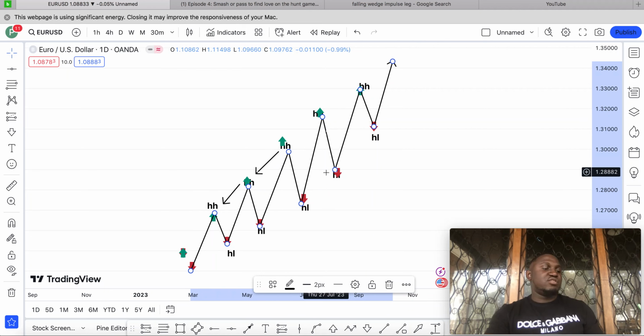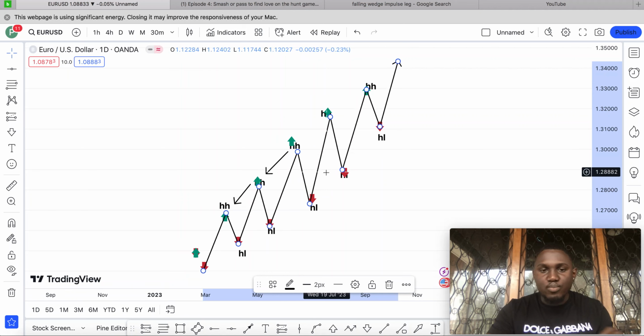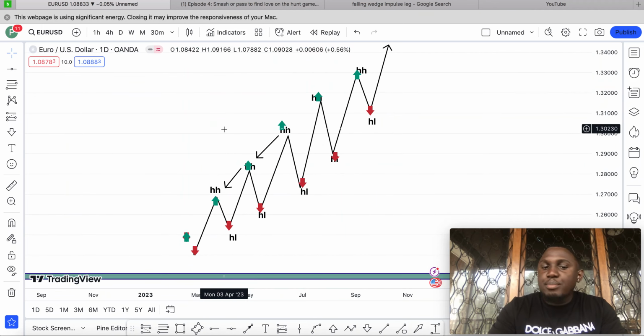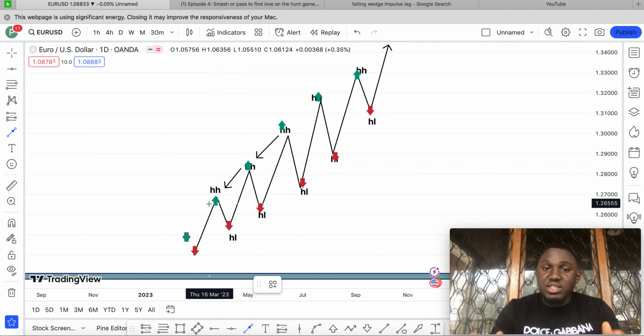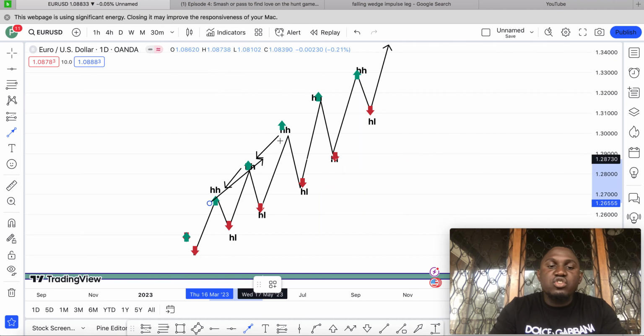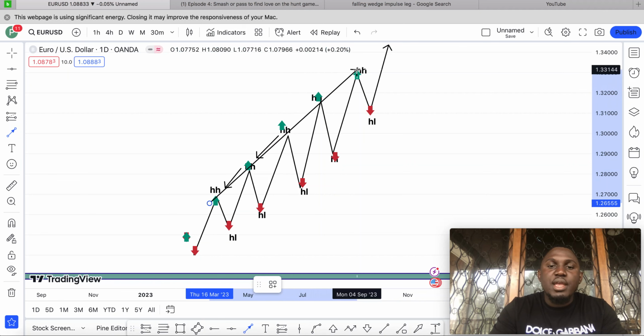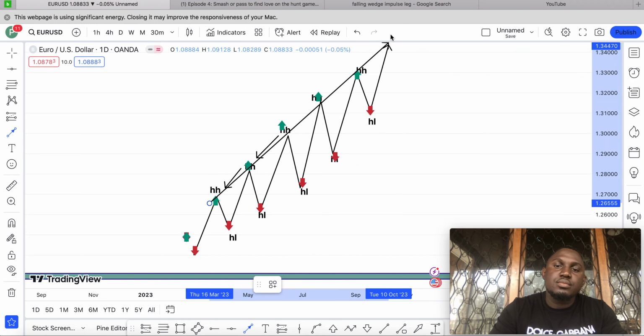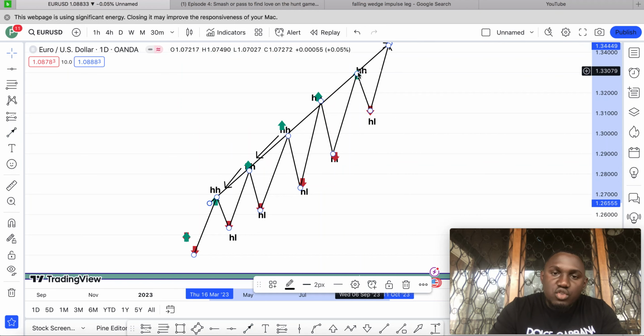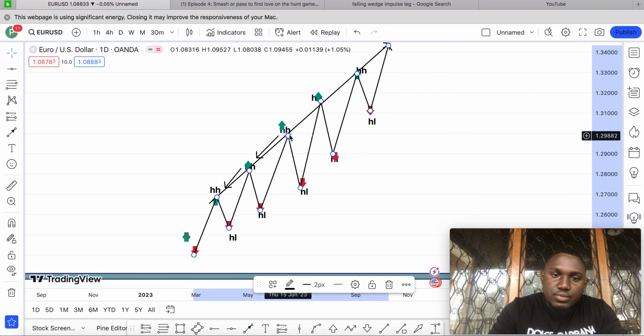Alright, this is what they call a market structure. A pure example of a market structure. And in confluence, when I say in confluence, I mean in addition. It always works with what? It always works with a resistance trend line. It always turns out to work with a resistance trend line.